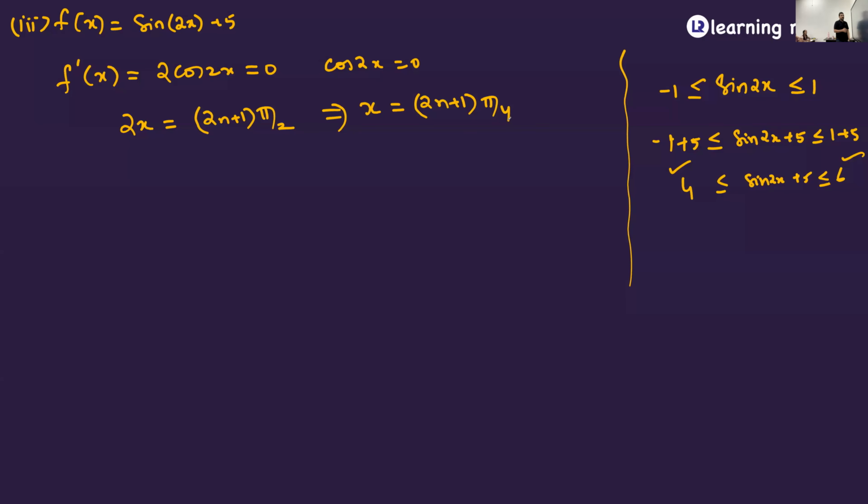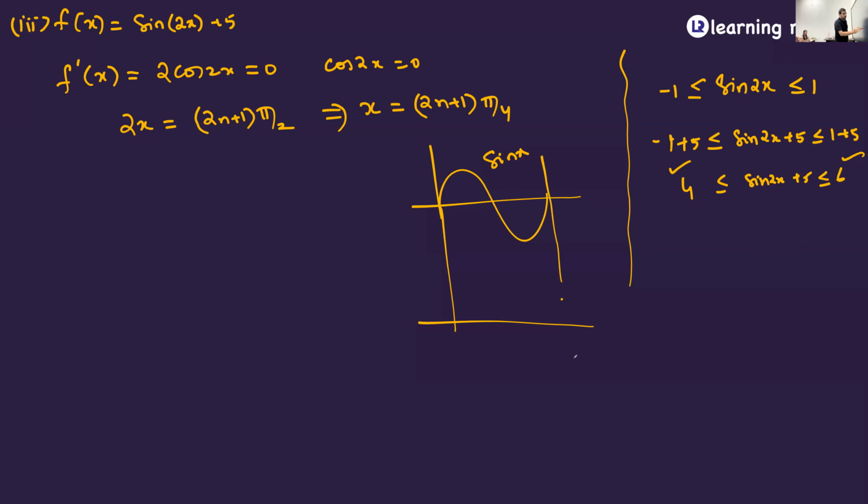Listen, when I say one cycle, it is between 0 to 2 pi, if it is only sine x. So listen to the next logic. Whenever the angle is multiplied with a number, the graph will get shrunk. This is 0, this is pi, this is 2 pi. If this is the graph for sine x, and I make it sine 2x, this kind of positive and negative cycle will repeat twice between 0 to 2 pi. Meaning, it will be like this. Am I clear? So this is the graph for sine 2x.